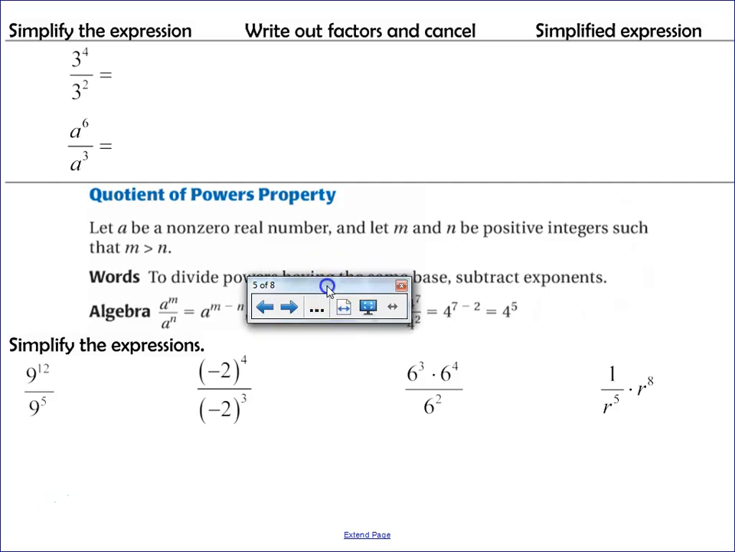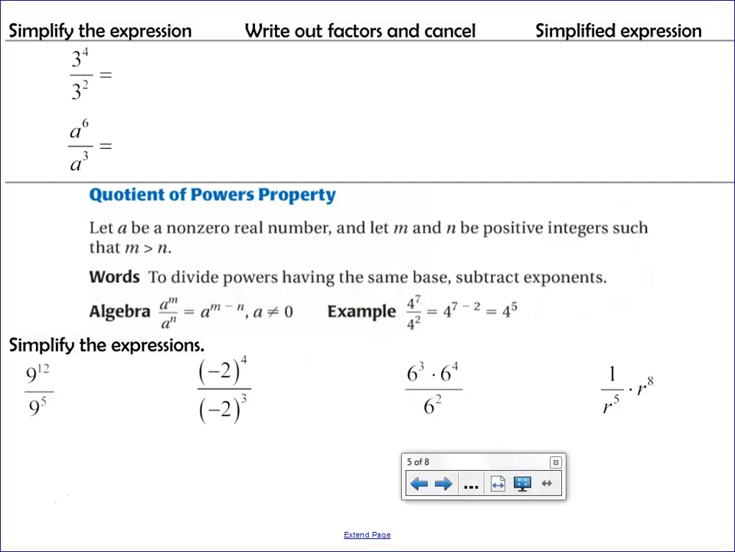Next, let's explore the quotient of powers property. Let's first of all take a look at what's going on. So 3 to the 4th is being divided by 3 squared. So 3 to the 4th means 3 times 3 times 3 times 3. And 3 squared means 3 times 3.